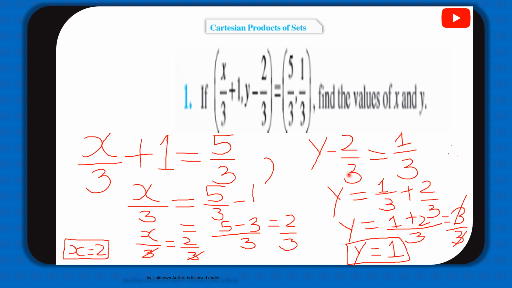Now, the second coordinates are equal: y - 2/3 = 1/3. Minus 2/3 goes to the other side and becomes plus 2/3. We will take LCM 3: 1 + 2 is equal to 3/3, and 3/3 is cancelled. So y equals 1. The value of x is equal to 2 and y is equal to 1. Okay. Let's go to the second question.